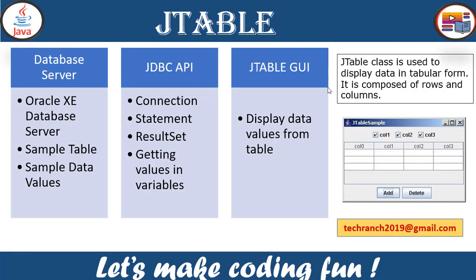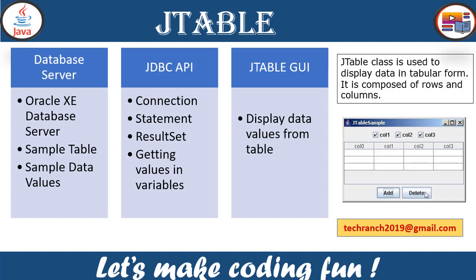JTable is a class which is used to display data in tabular form. It is composed of rows and columns. As you can see here, this is a representation of a JTable which contains some columns and rows displaying the data from the database server, and you can add some more buttons and some more features in your application with the help of the JTable graphical user interface.